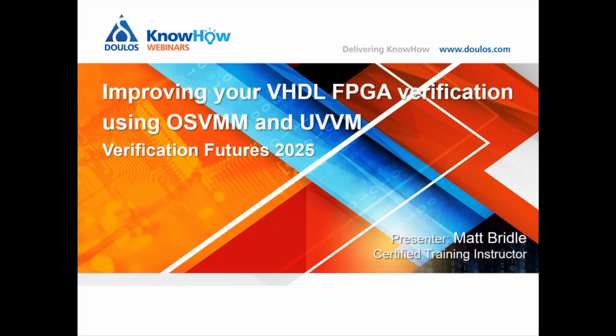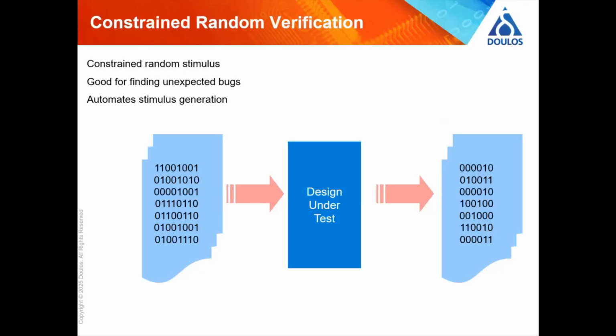Thank you for coming. So we're going to be looking at improving your VHDL verification with OSVVM and UVVM. This is kind of trying to do the same thing that someone would do with SystemVerilog, say, but do it in VHDL. And before we actually go there, I need to explain why we'd even bother to do that. So what we're going for here is a methodology based on constrained random stimulus and coverage.